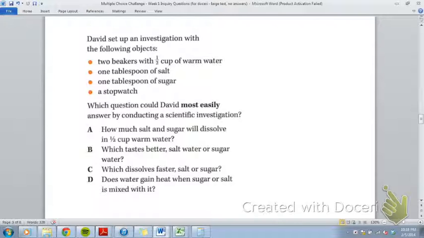Next set of problems. Next problem. Go ahead and read it. We've seen one similar to this, so make sure you read the list of materials carefully. Again, that most easily stem. What can he answer most easily? We've got some water, salt, sugar, and a stopwatch.